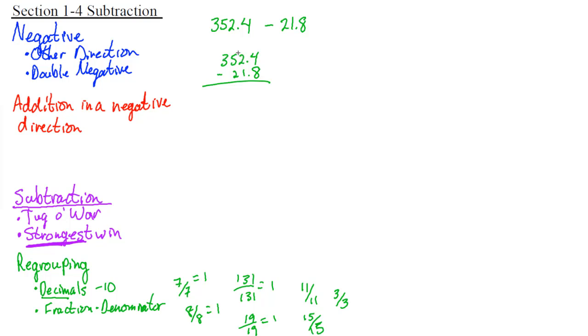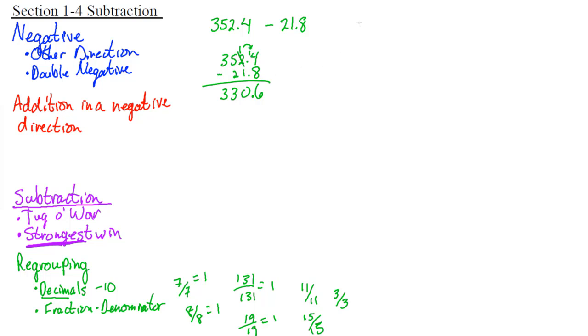So 352.4, if you take this 1 and cut it down, and then you turn and go like this and put a 1 right there, what you have really done is 352.4 is the same as 351 and 14 tenths in the tenths column. 14 minus 8 is 6. 1 minus 1 is 0. 5 minus 2 is 3. 3 minus 0 is 3. So 330.6. So what you really did was you just took 10 of those and turned them into tenths there.